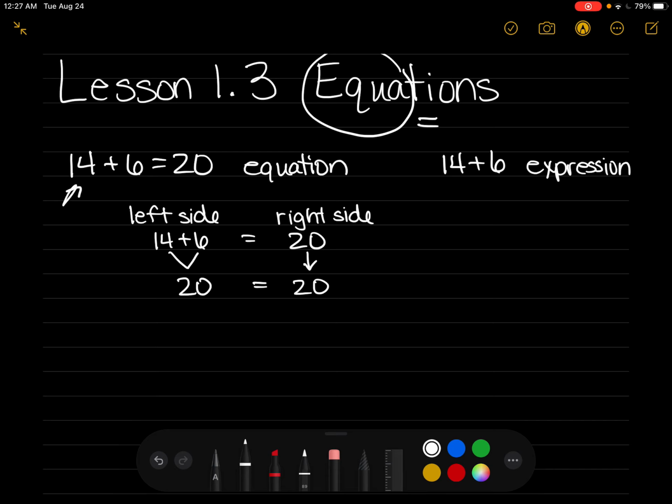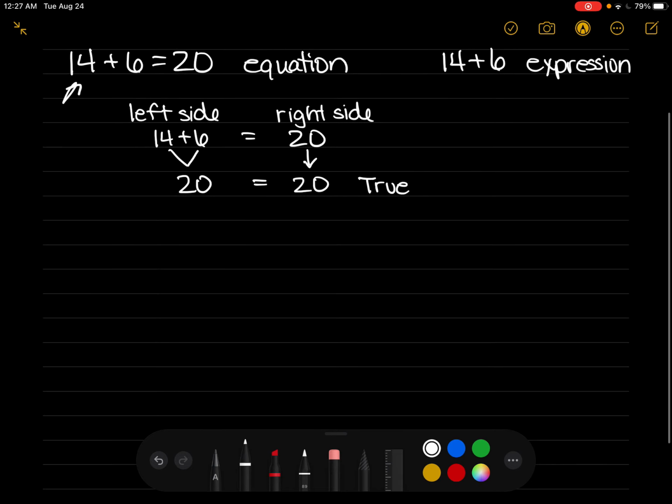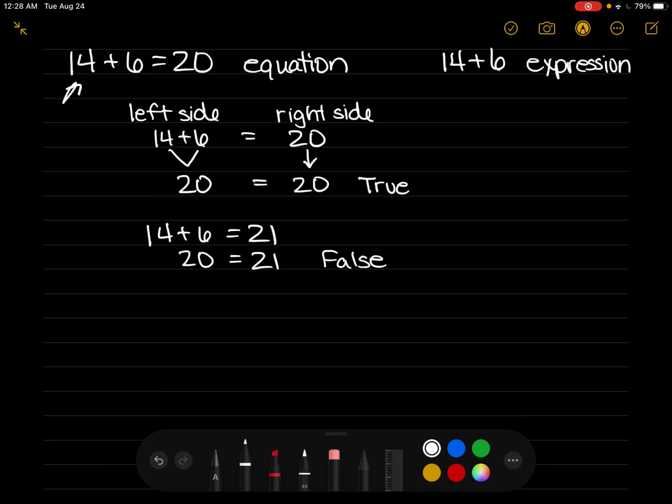So this equation is true, and this is why you're going to need to be working it down, because you're trying to find out if it's true or false. So if I had that same problem that said 14 plus 6 equals 21, and I worked it out, then that would tell me that it's false. That's not a true equation, right? Because they are not equal. So this would be, they are not equal, and that's the not equal sign.